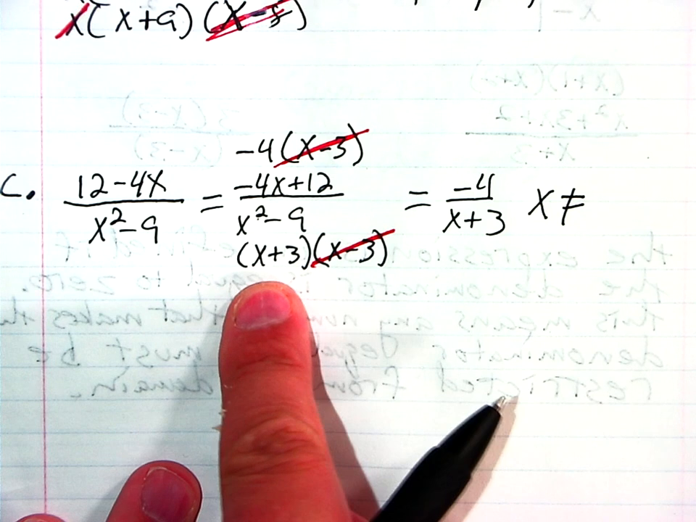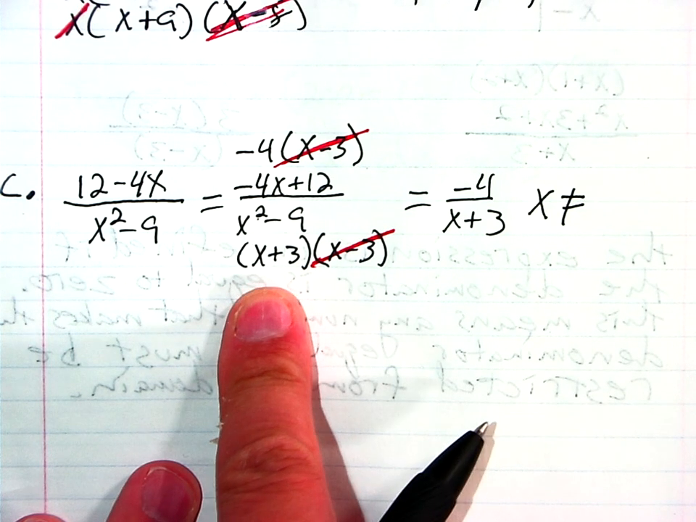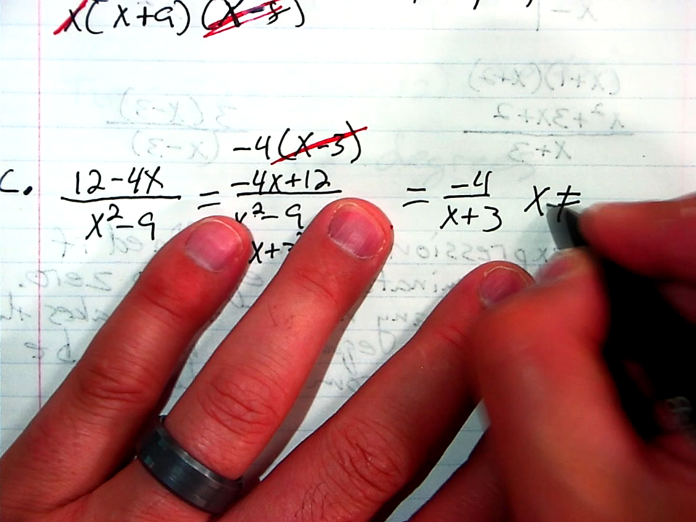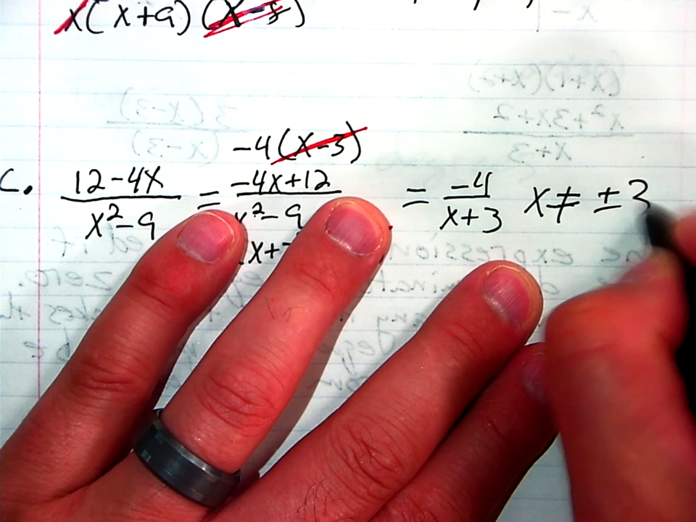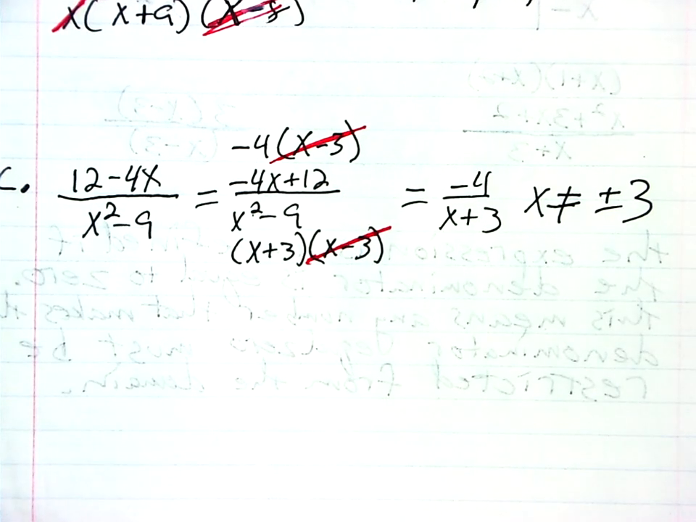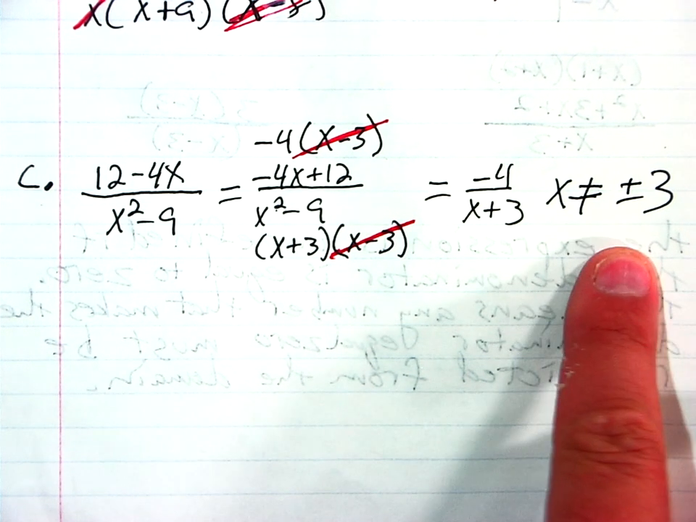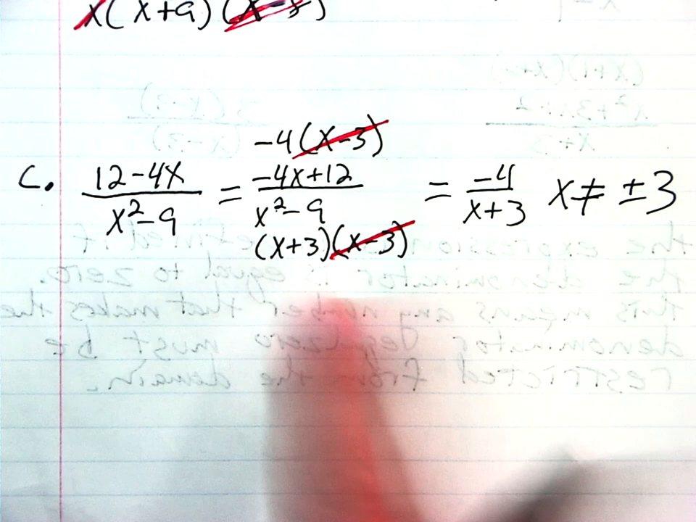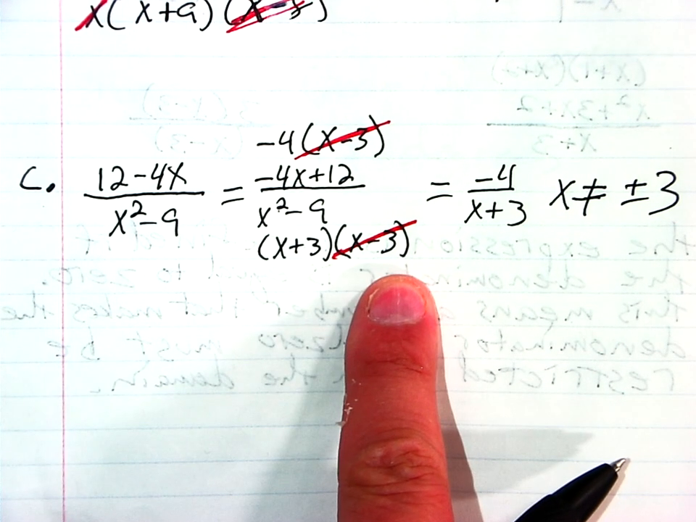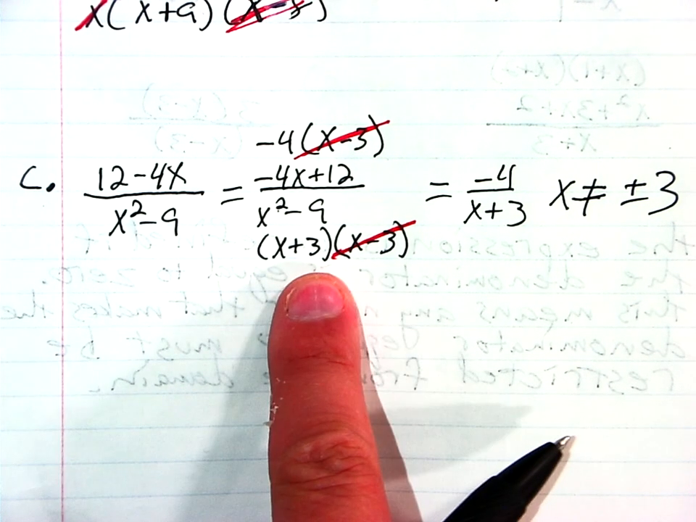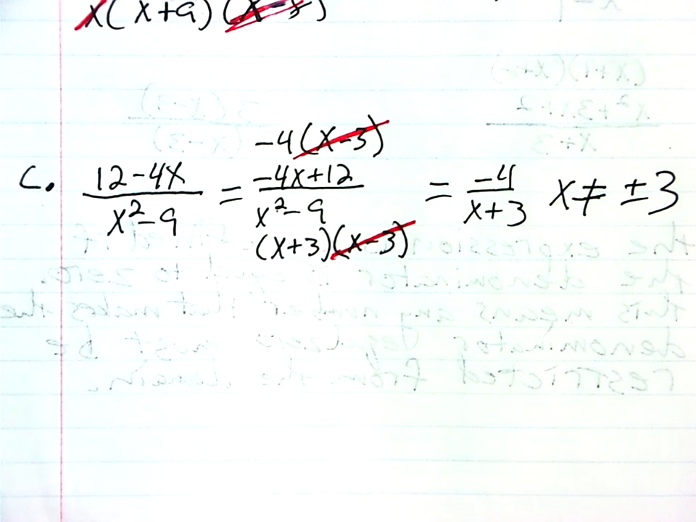4 plus 3 is 7. Negative 3 and positive 3. So x cannot equal positive or negative 3, because you're not allowed to have 0 in a denominator. Positive or minus 3, because 3 minus 3 equals 0. 0 times x plus 3 would be 0. So that would give us 0 in the denominator, which we're not allowed to do.